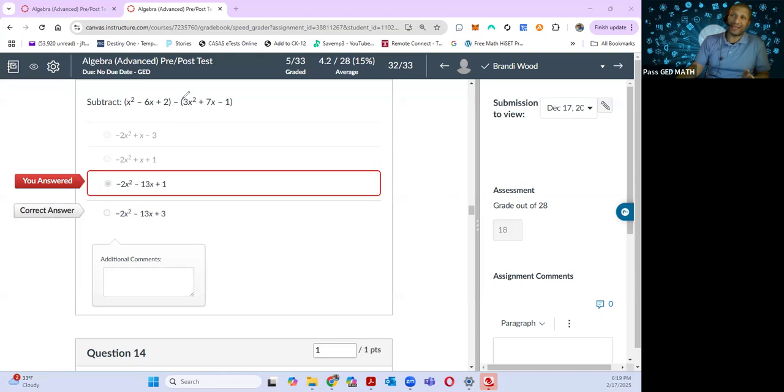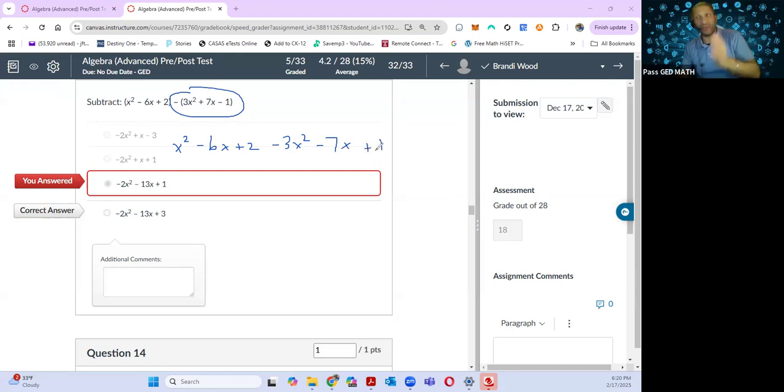What this minus sign on the outside of the parentheses means is change the sign of everything inside. So first of all, I'm going to bring this down: x squared minus 6x plus 2. And then I'm going to change the sign of everything in here. So 3x squared becomes minus 3x squared. Plus 7x becomes minus 7x. Minus 1 becomes plus 1.